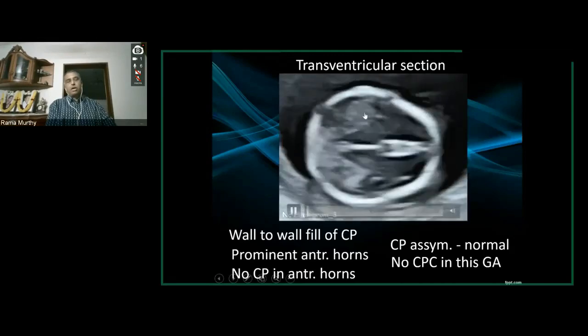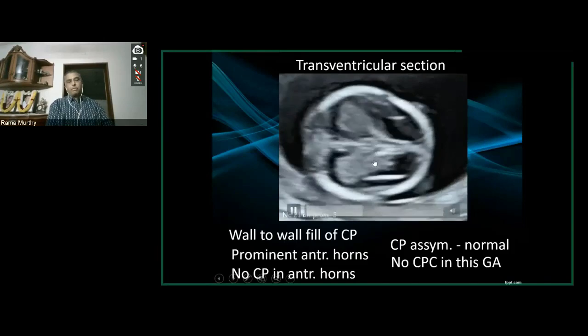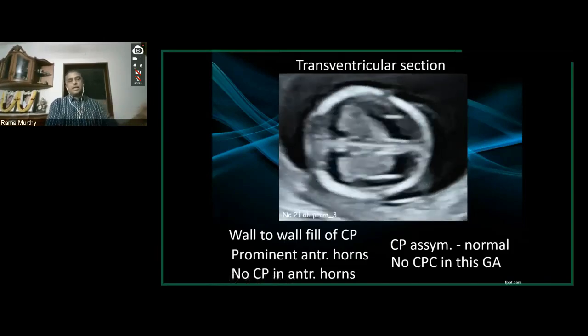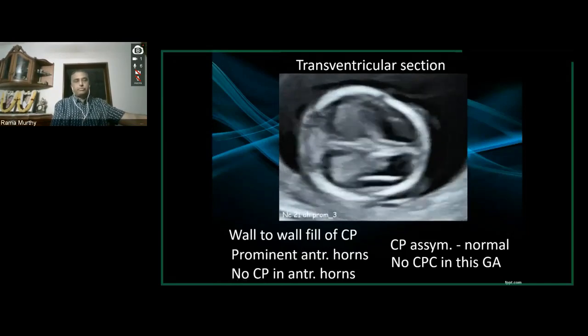Sometimes you will realize that the choroid plexuses may be asymmetrical. One may be a little longer or shorter than the other. No big deal, nothing to be worried about. So a little bit of asymmetry at this stage is perfectly allowable or admissible.